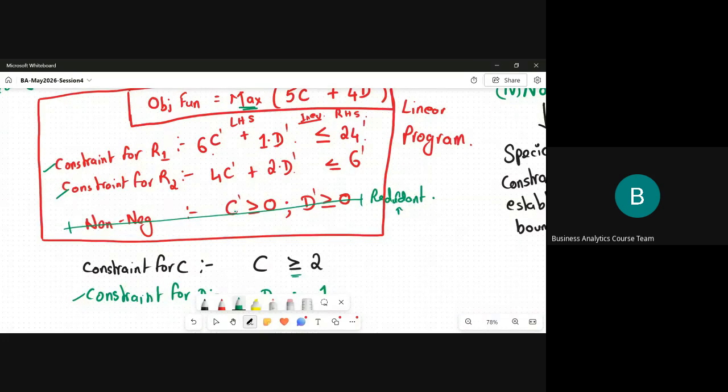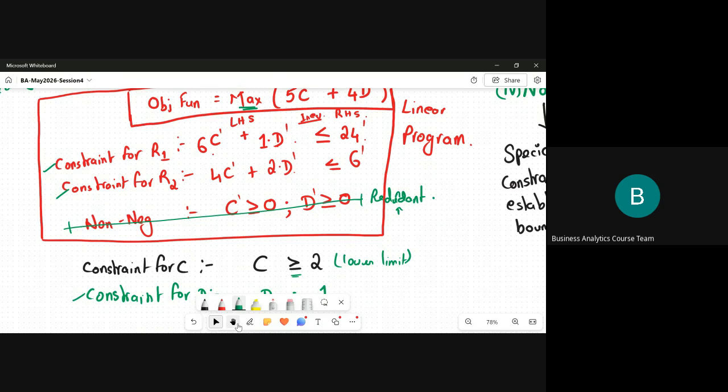It has no value. C greater than or equal to 0, C greater than or equal to 2. Obviously, this becomes a lower limit. So whenever you have either a greater than or equal to or an equal to constraint, then in a maximization problem, the non-negativity becomes a redundant constraint. It has no meaning. All of you listening so far? Okay.